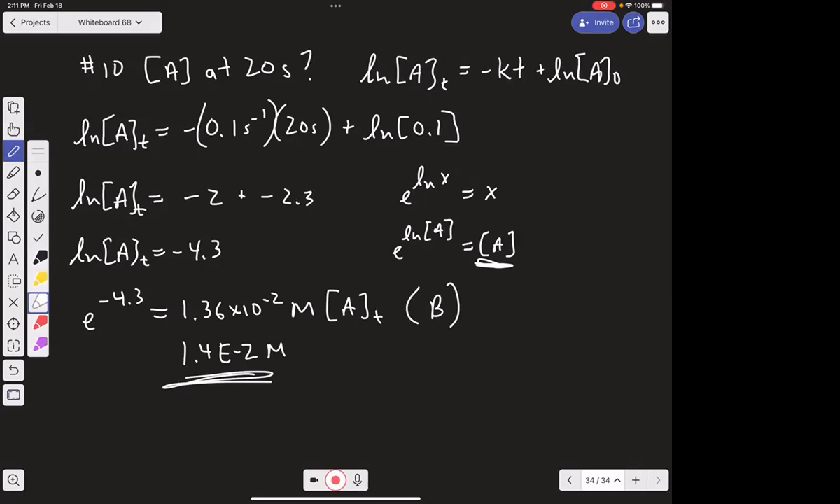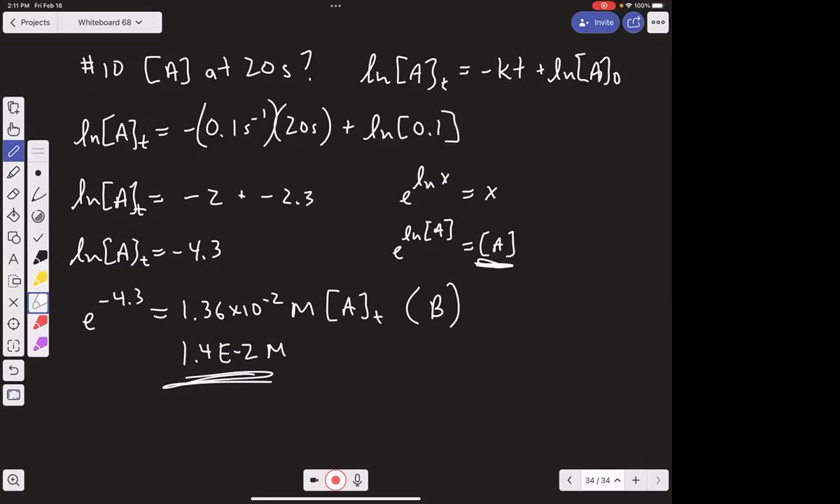So you don't distribute that negative to both numbers. This negative right here, now we multiply those two together to get -2. We take the natural log of 0.1, that's -2.3. Add those together to get a -4.3.